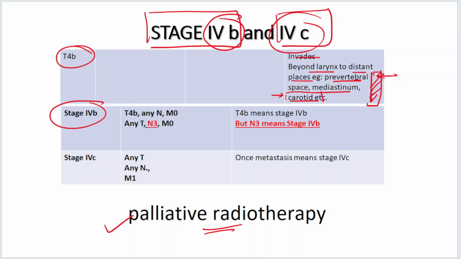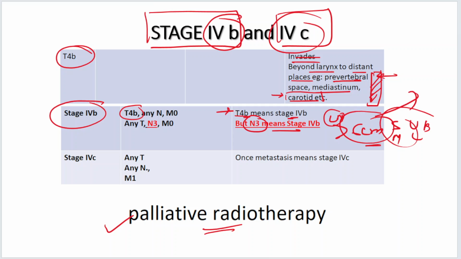Okay, stage 4B, still T4B, the same thing, invades the larynx beyond to distant spaces. T4B means stage 4B. N3 is also stage 4B. N3 means lymph node greater than 6 cm. It can be single or multiple, unilateral, contralateral, bilateral, anything greater than 6 cm comes under N3.